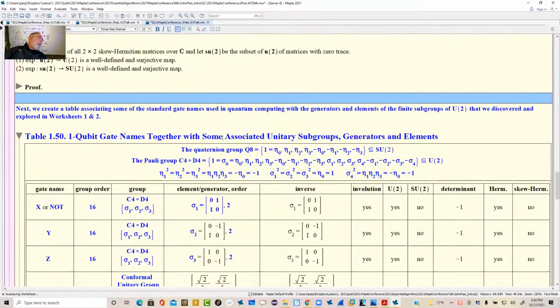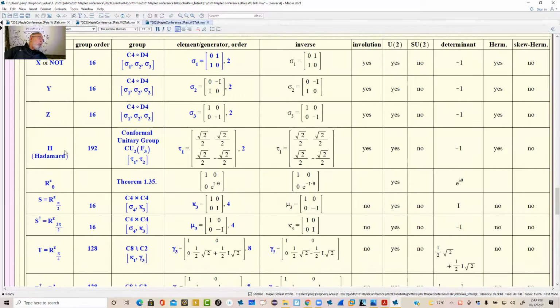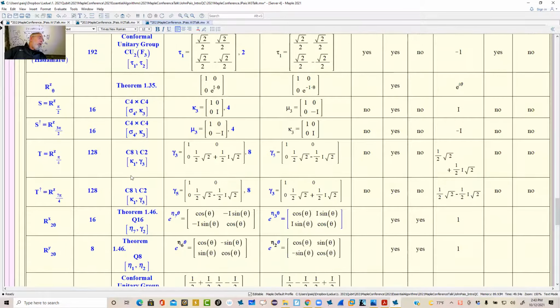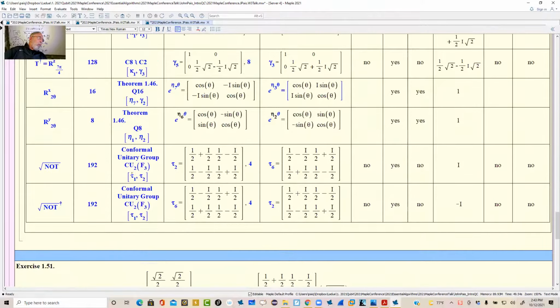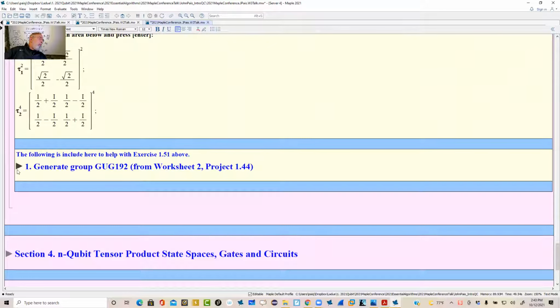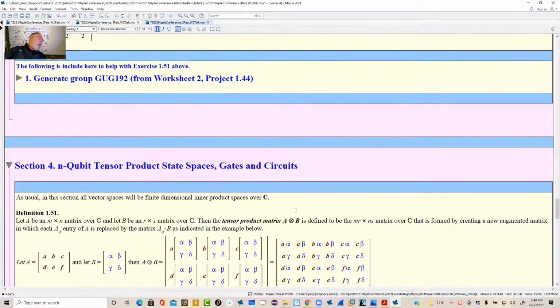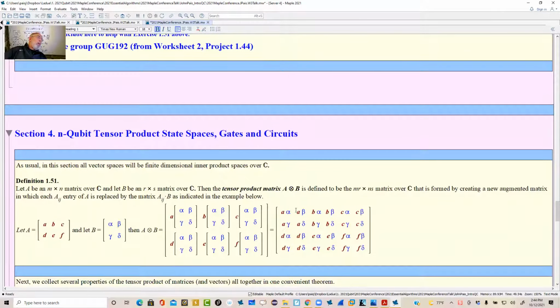Then there's a table here that has a lot of the basic quantum gates, and I correlate those with the generators that we found in all our group explorations. Those are my names over here in this column, and these are the standard gate names. So I do that correlation, and also mention a subgroup that's generated by some of those. Then there's a nice exercise here, and then the final section, and this section right here is to help with this exercise.